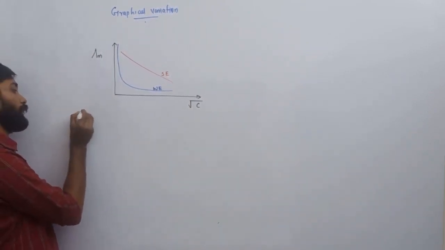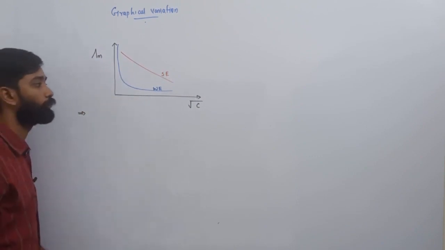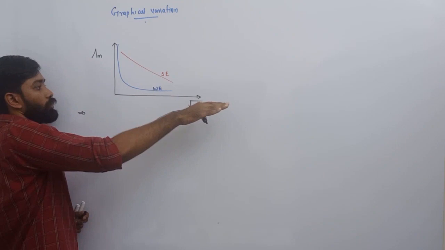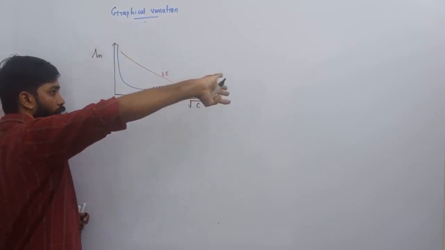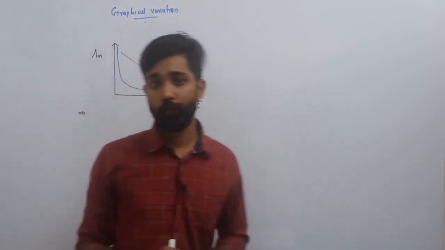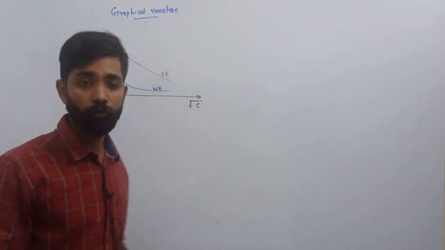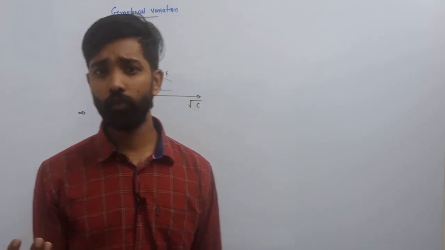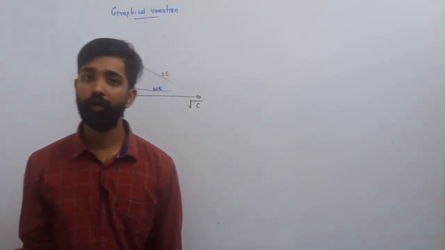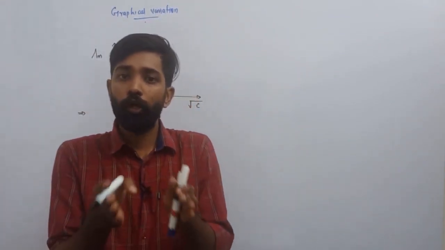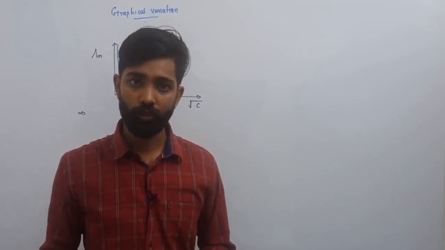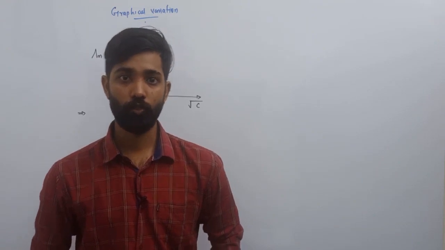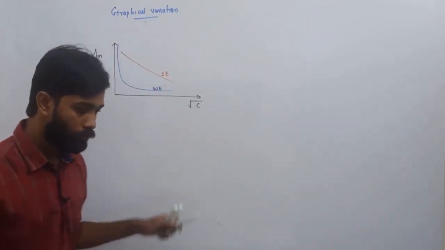Let me write some points from the graph. It is clear that as concentration increases, lambda m decreases. So the relation of concentration and lambda m is inverse for both strong and weak electrolytes, whatever the nature of the electrolyte. I think you are familiar with the terms strong electrolyte and weak electrolyte. A strong electrolyte is completely ionized in solution, whereas a weak electrolyte is only partially ionized in solution.